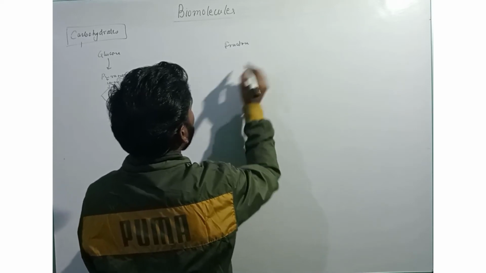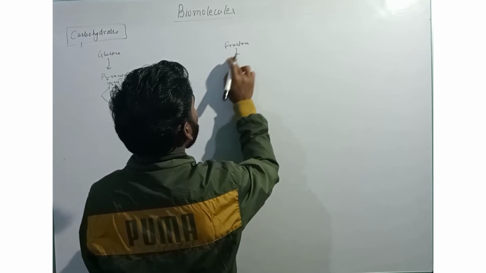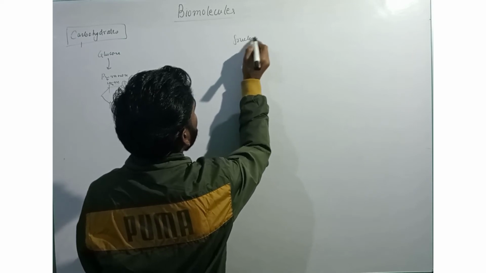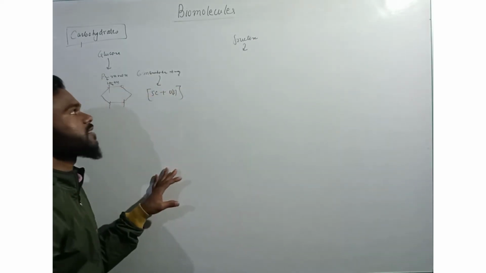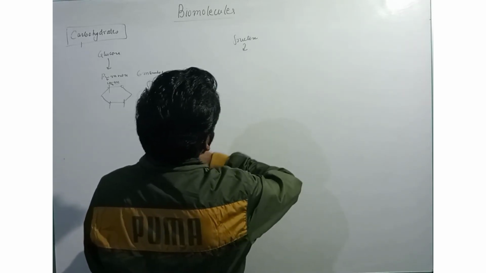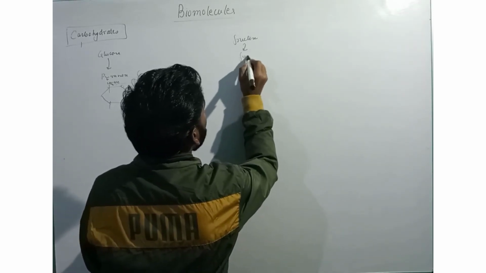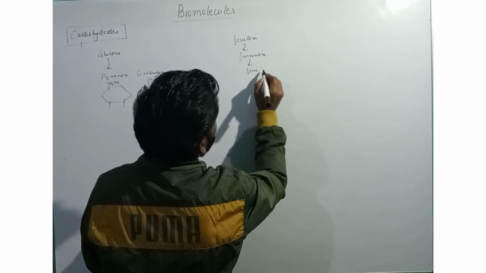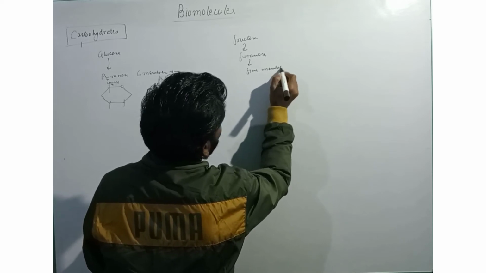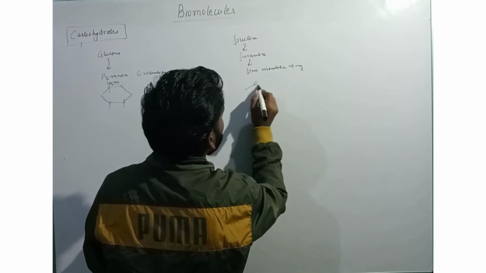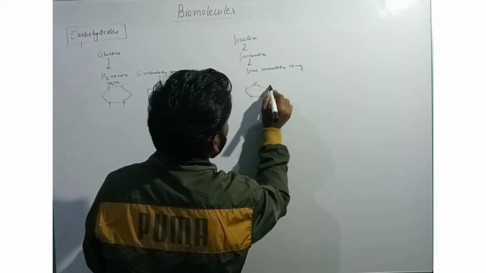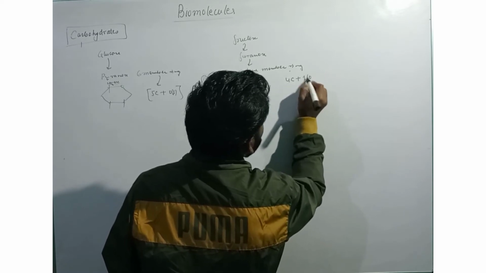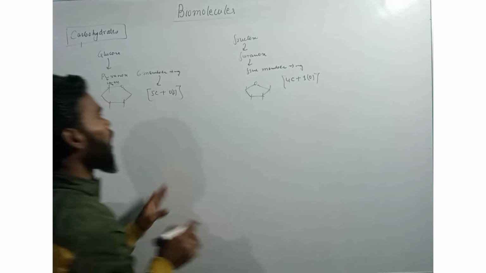But when talking about fructose, please do remember, for example, let's see fructose. Then it forms a ring structure that is called furanose. That is called furanose. As the name indicates, it is a 5-member ring. It contains a 5-member ring, that is, 4 carbon plus 1 oxygen. Okay, let's see how it is formed.